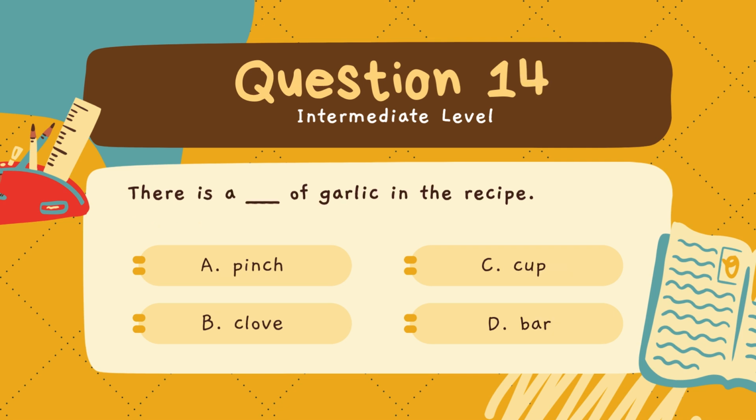Question 14. There is a of garlic in the recipe. A. Pinch. B. Clove. C. Cup. D. Bar.